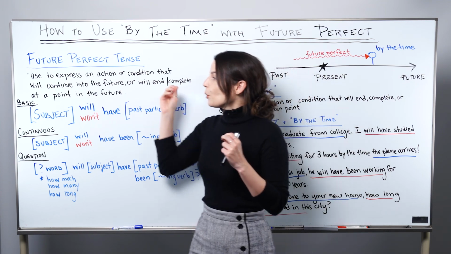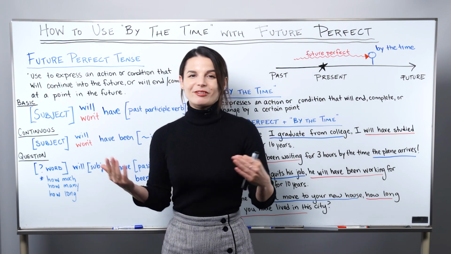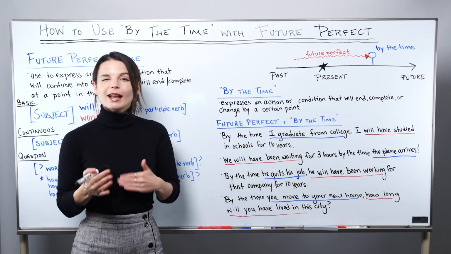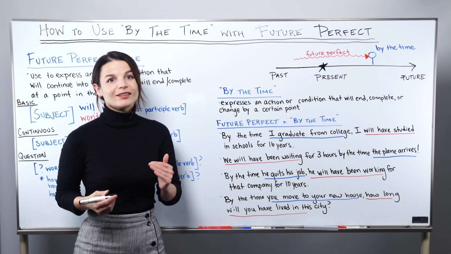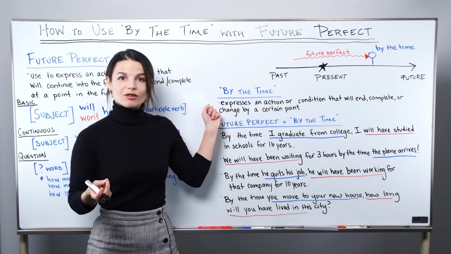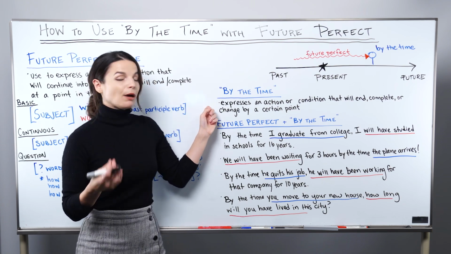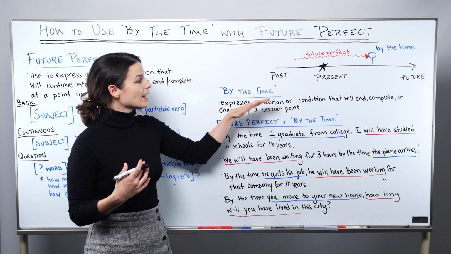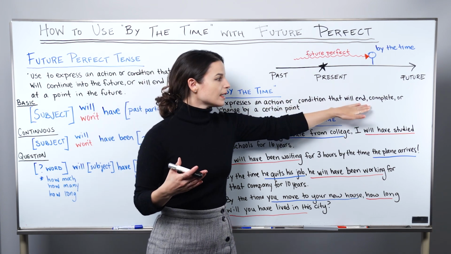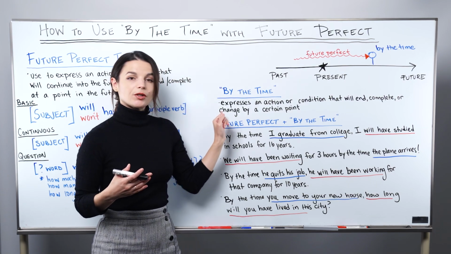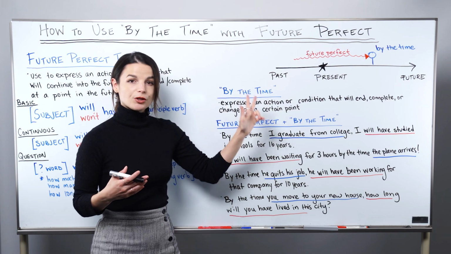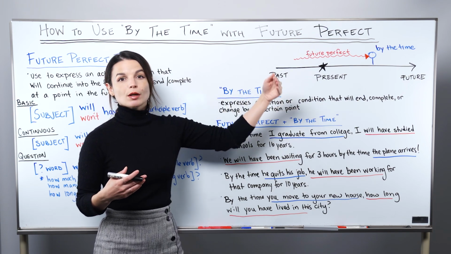Okay? So, with this grammar refresher in our mind, let's look at by the time, and then let's look at how we use these grammar points together. So, by the time is the focus expression for this lesson. We use by the time to express that an action or a condition will end, complete, or change by a certain point. The action will end, complete, or change by a certain point.